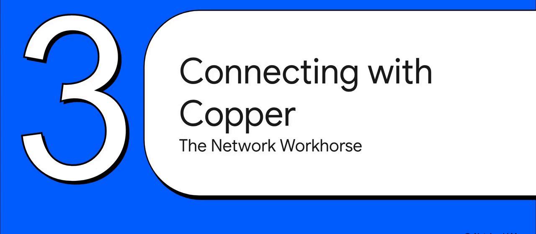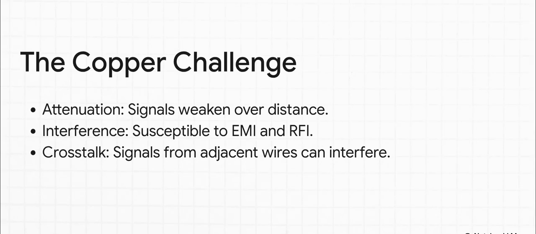We're going to start with the one you probably know best: copper cabling. This is the absolute workhorse of modern networking. You'll find it in pretty much every home and office on the planet. But sending electrical signals down a tiny copper wire isn't so simple. Engineers ran into three huge problems. First, there's attenuation, which just means the signal gets weaker and weaker the farther it goes. Then there's interference from all sorts of other devices. That's EMI and RFI. And finally, you've got crosstalk, which is when the signal in one wire actually messes with the signal in the wire right next to it.